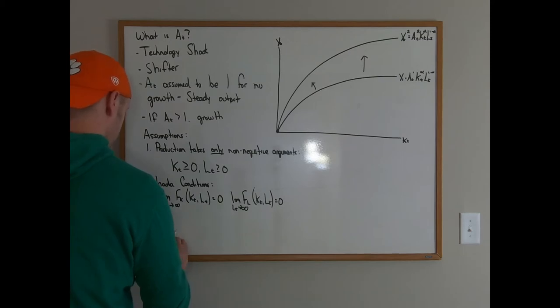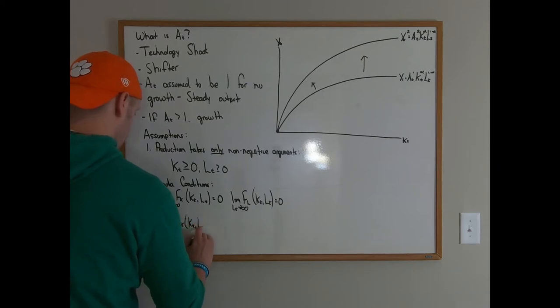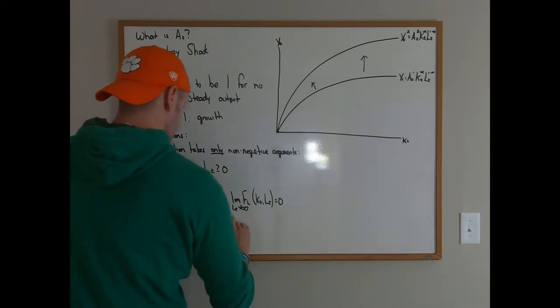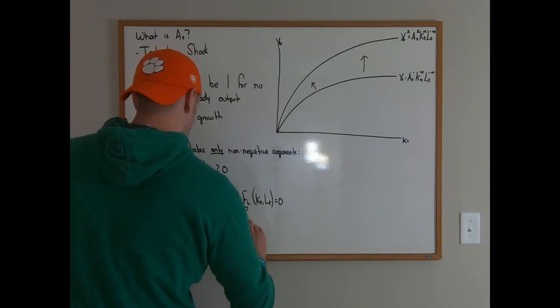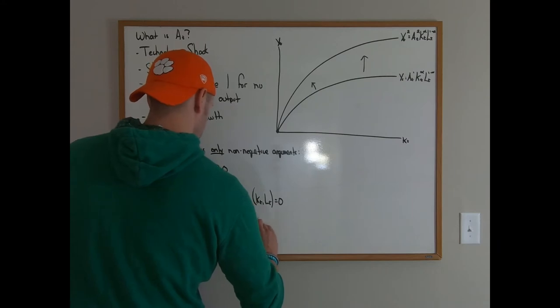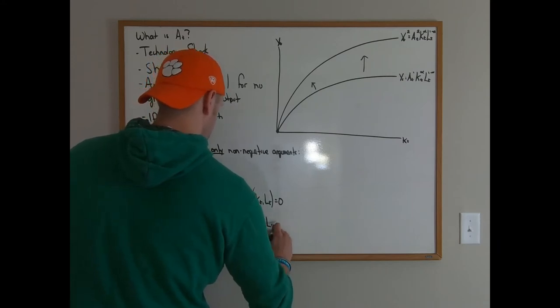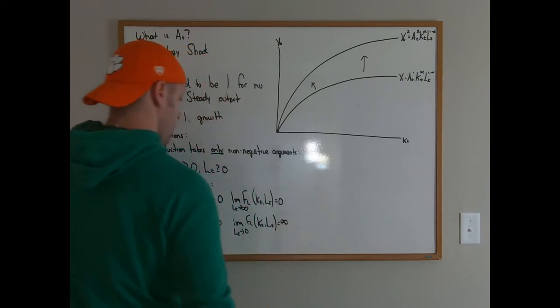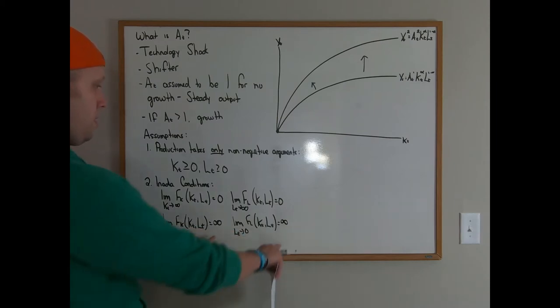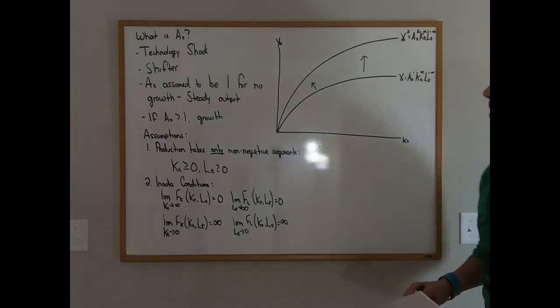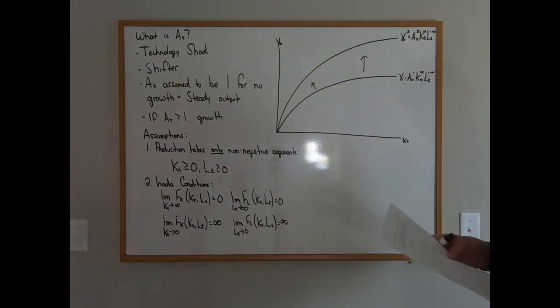But we also have here, at the limit, as capital and labor approach zero, the partials of the production function with respect to labor, or capital and labor, as the capital and labor inputs approach zero, they approach infinity. These will help ensure that the starting point is zero.